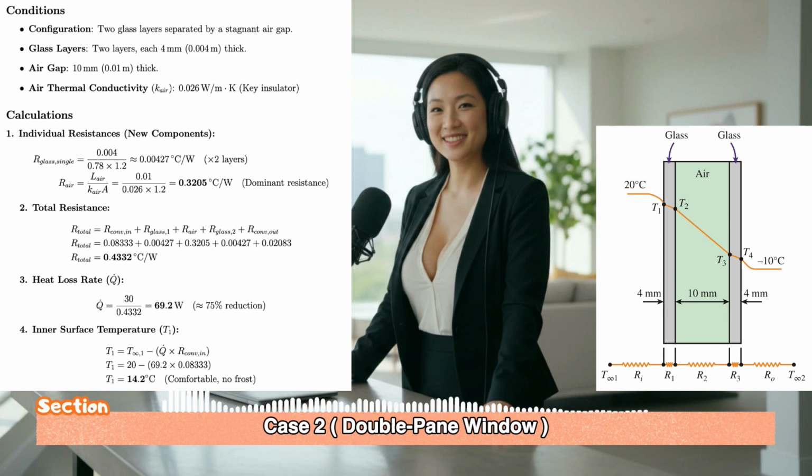The new Q dot is 30 degrees divided by that new bigger resistance, which is just 69.2 watts. We cut the heat loss by about 75%. This is the practical payoff of doing this kind of analysis. And the comfort factor. Yeah.